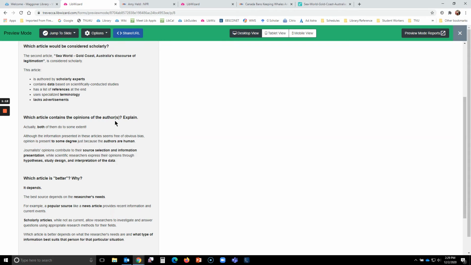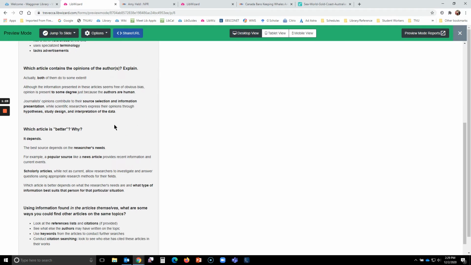Which article is better? Again, maybe a trick question because it really does depend. It depends on the researcher's needs. A popular source like the news article we looked at gives information about current events. Sometimes that can be very useful.